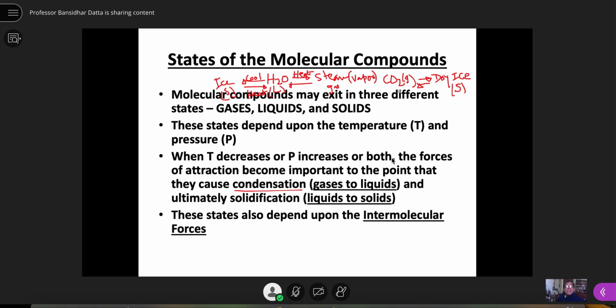Now, these are states of matter, and changing from one state to another depends upon a few factors. Number one, temperature.